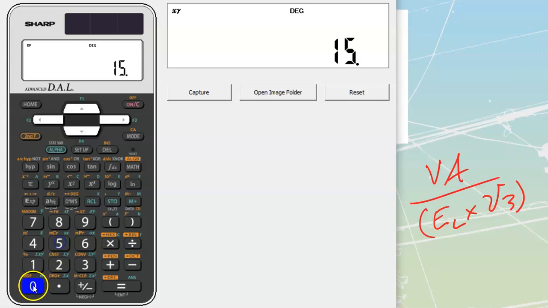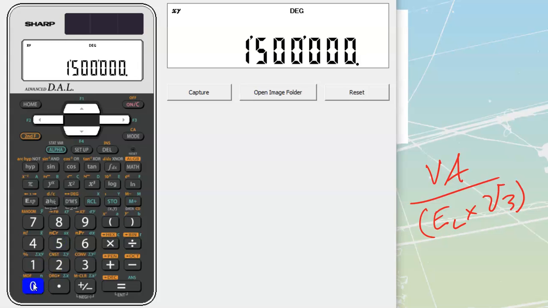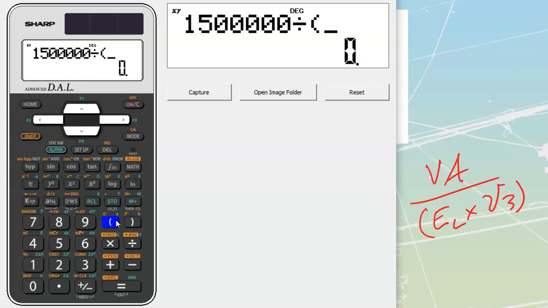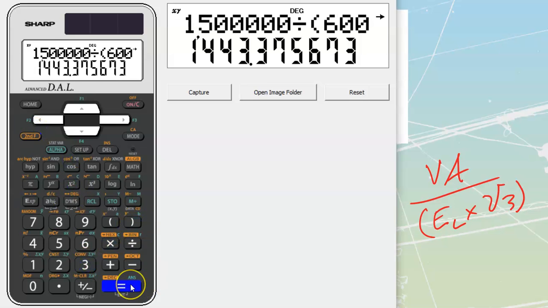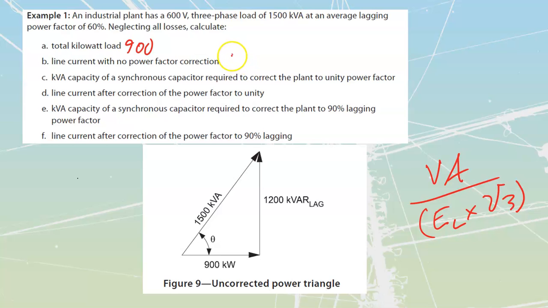And so 1500, I'm going to put it in as the full VA. This is 1500 kVA that we have over here, divided by my value of voltage, which is going to be 600, times root 3, which is going to get me to a value of 1,443 amps that I'm going to be delivering initially. 1,443. Perfect.